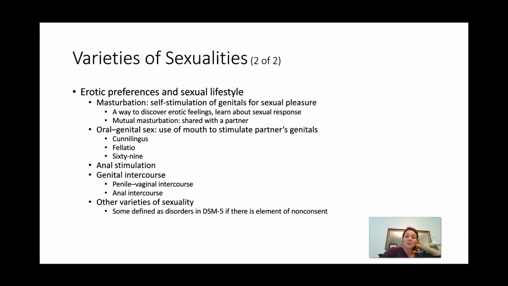There are all different types of erotic preferences and sexual lifestyles. There's oral genital sex, there's anal sex, and genital intercourse, which is most commonly what you're probably going to come across. There are other varieties of sexuality, and some of those are defined as disorders in the DSM-5 if there's an element of non-consent, so we've got one party that has not consented to that type of sexual preference.